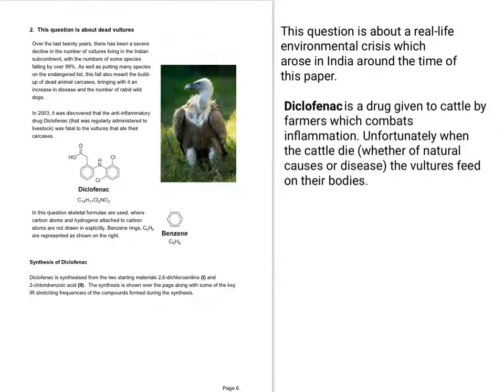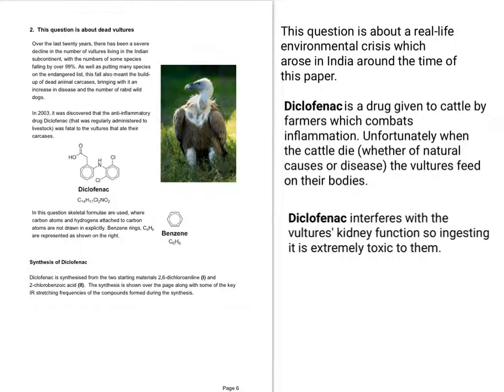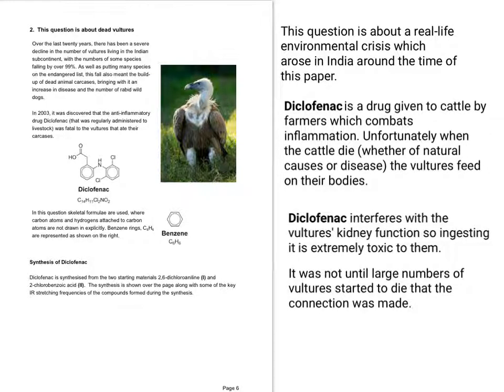Now what happens when the cattle die is the vultures feed on their bodies. Vultures are obviously found naturally in the subcontinent. So this substance interferes with the vulture's kidney function, so ingesting it is going to be extremely toxic to them. And it wasn't until large numbers of vultures started dying that the connection was made between the use of this compound as an anti-inflammatory in cattle and the mortality rate of the vultures that had suddenly been noticed.